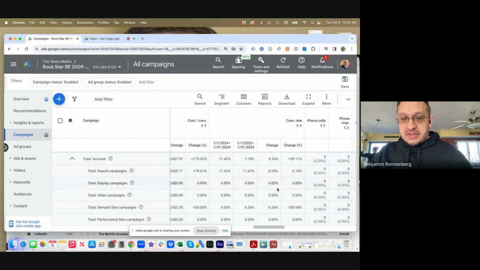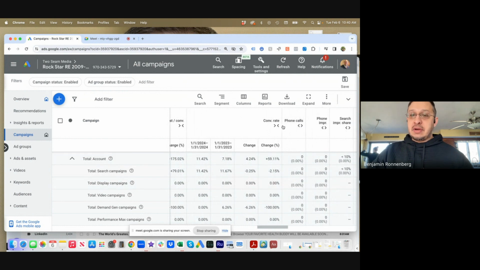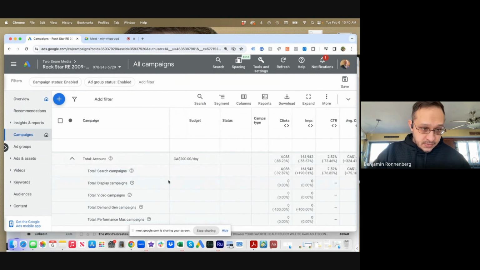I mean, that's pretty much it, guys. You can look at any metrics here and see the data over time. I just want you guys to see how to look at this view and then how to start thinking about performance over time. That was a big one.